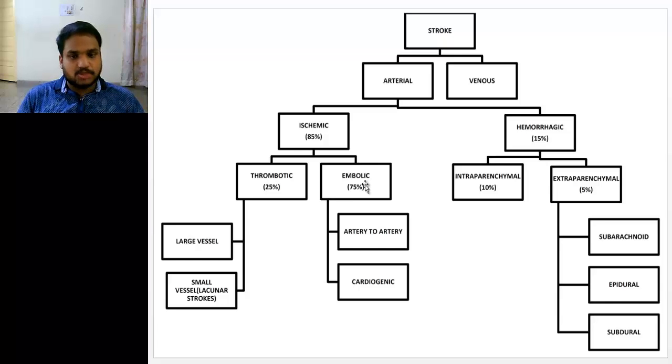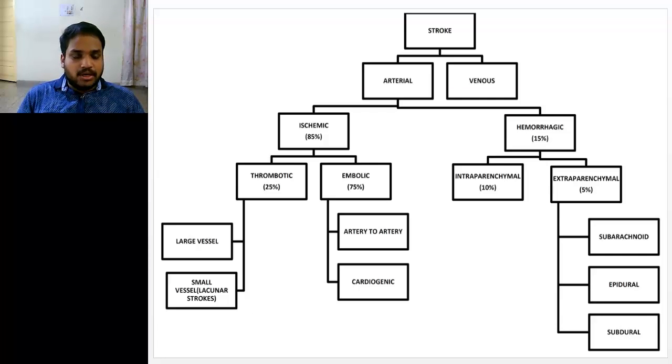75%. And the thrombotic can again be divided into large vessel as well as small vessel strokes, that is, occurring in the large vessels and small vessels. And embolic we can divide into artery to artery strokes, where the source of emboli is an artery, while cardiogenic strokes have the source from the heart. And then hemorrhagic stroke we can divide into two, intraparenchymal and extraparenchymal. Extraparenchymal constitutes subarachnoid, epidural and subdural hemorrhages.